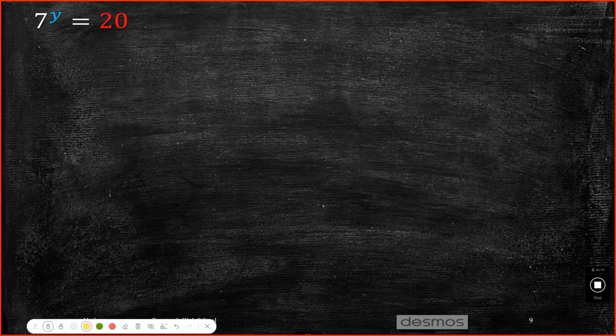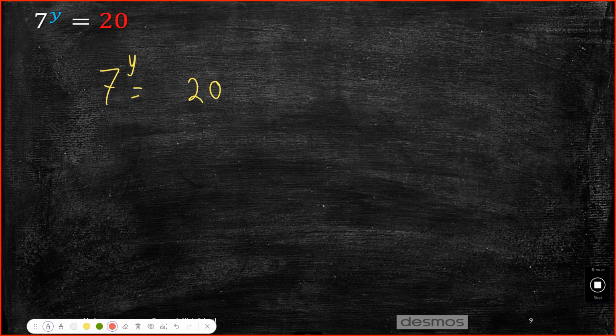Change of base? Are we going to use the change of base? Yes, we are going to change the base. All right, so what we're going to do is this: what you do to one side, you do to the other side. So let me leave some space. 7 to the y power equals 20. We're not going to divide. We're not going to add.